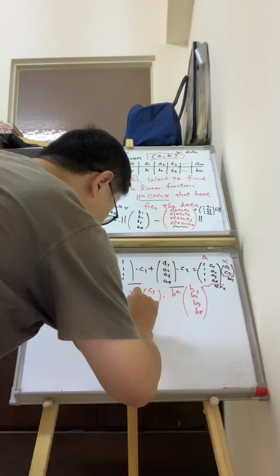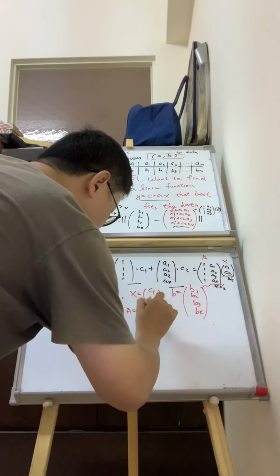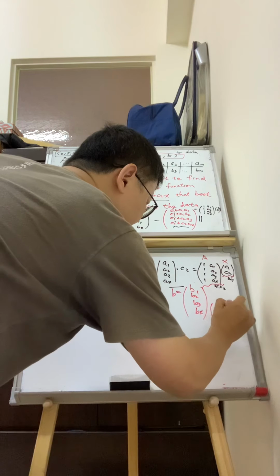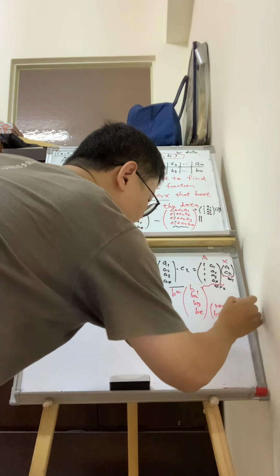Of course, the general case: the matrix A is defined by 1, c1, 1, c2, up to 1, cn, and respectively b is the vector b1, b2, up to bn. Then we want to find x hat such that the length of b minus A x hat is minimal.